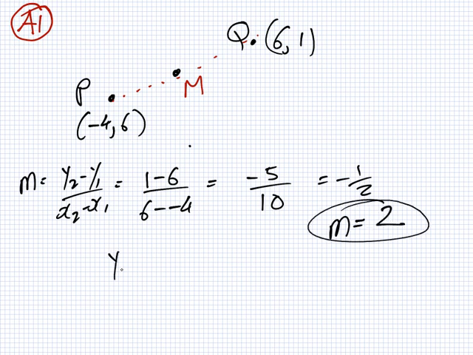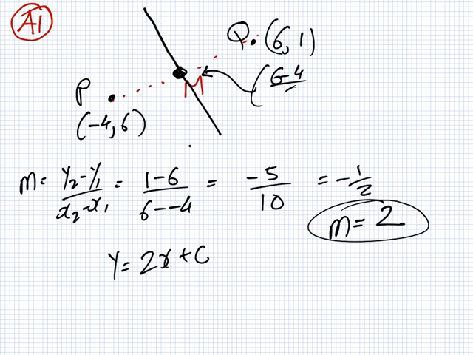So we have y equals 2x plus c. We need a point to get the c. And the line they're talking about is perpendicular to PQ, but it doesn't pass through PQ. It passes through the middle of PQ. So we need to work out this point, which isn't so bad. It's just the middle of these two numbers. So that is 6 minus 4 over 2 and 1 plus 6 over 2. It's like the average of the 2 points. You add and divide by 2.